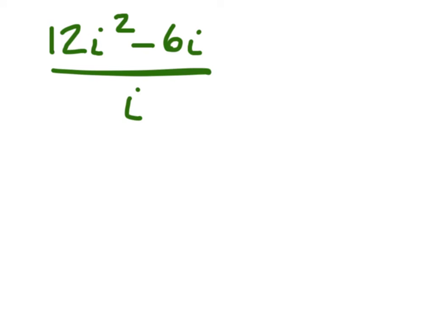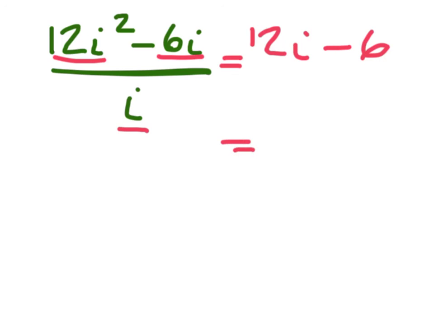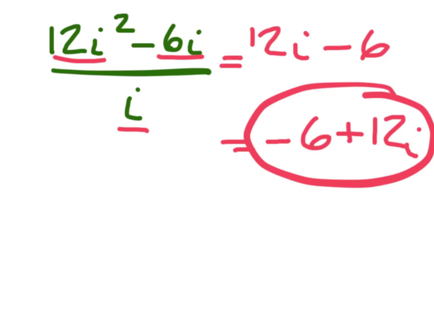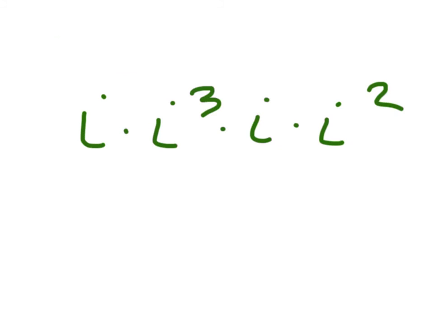This practice problem is 12i squared minus 6i over i. On this problem, since I have an i here, here, and here, I can divide the top by i to come up with 12i minus 6, but I have to reverse that to put it in the right order. Negative 6 plus 12i.